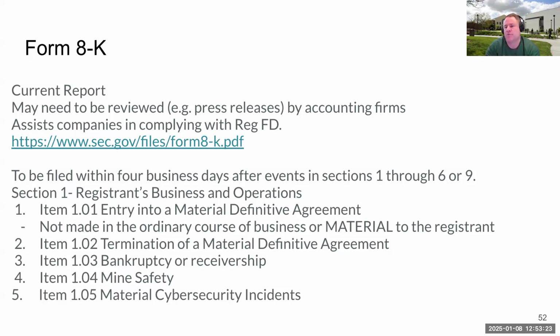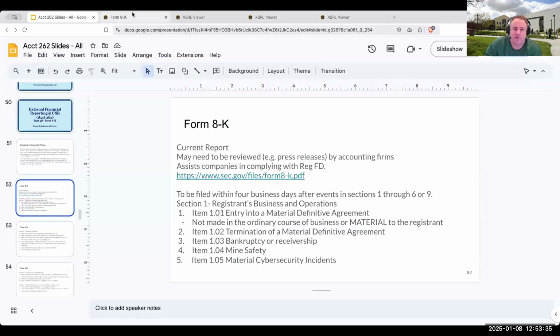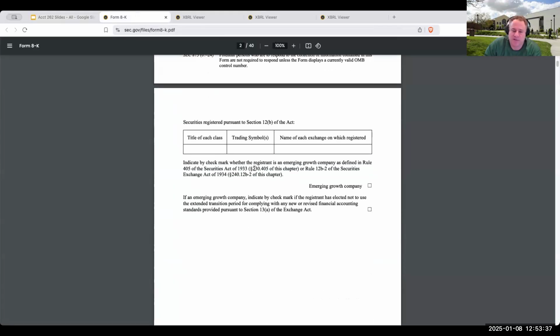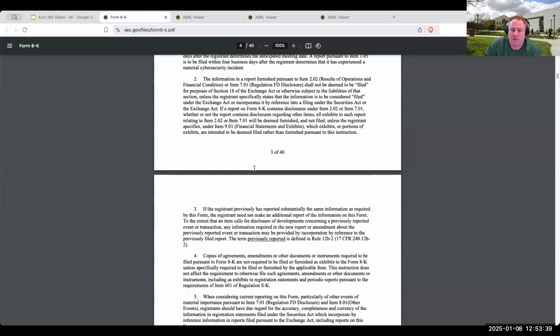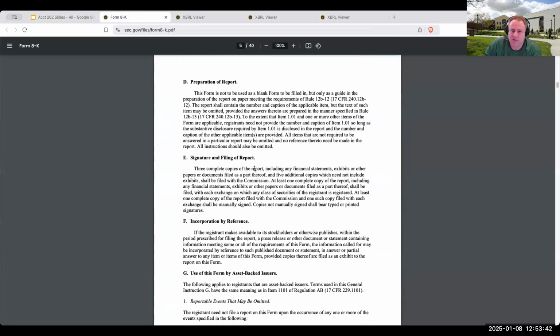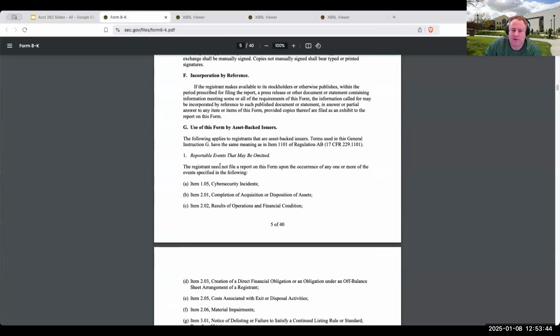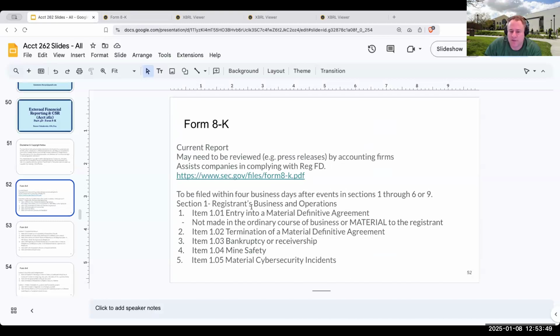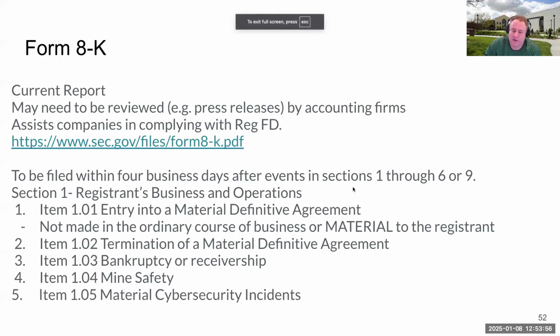So let's go through some of the different types of Form 8Ks, and then I'm going to show you some examples. Just like everything else with Form 8K as provided by the SEC, you have all of these different areas, and I'll go through the reportable events. These have to be filed within 4 business days after the events happen.